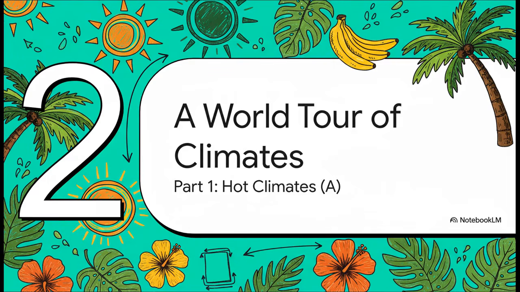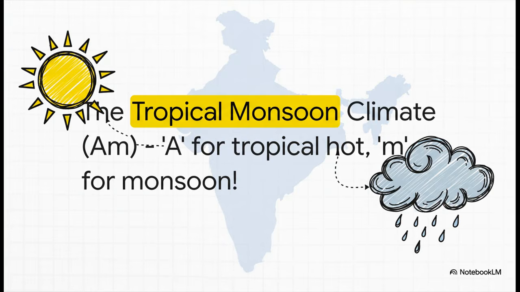Okay, my dear code crackers, let's start our world tour. Our first stop is with the hot tropical climates of Group A. You know, these are the areas near the equator that get blasted with sunlight all year round. And what better place to start than a climate we know so well, the tropical monsoon, or M. Can you crack this code now? A means it's tropical hot, and M means it has a monsoon season.